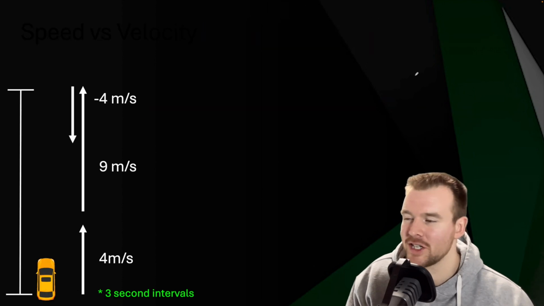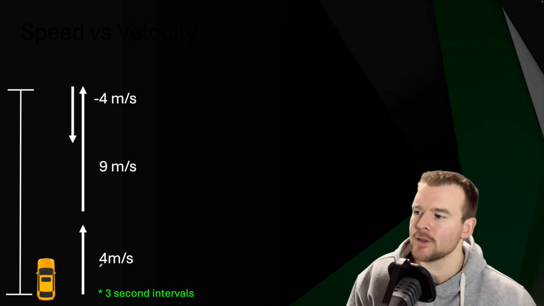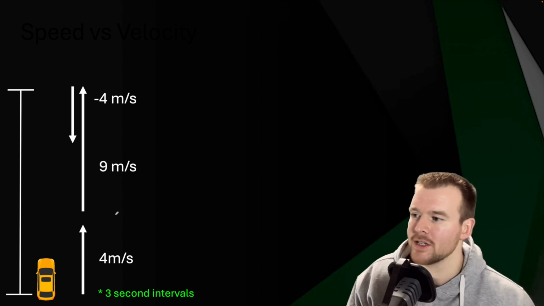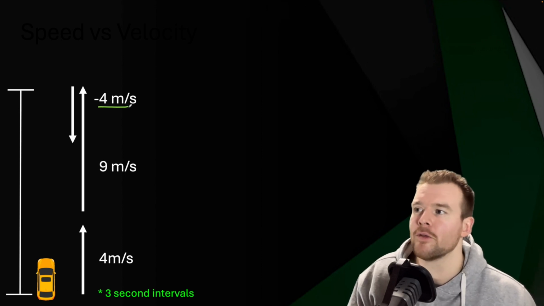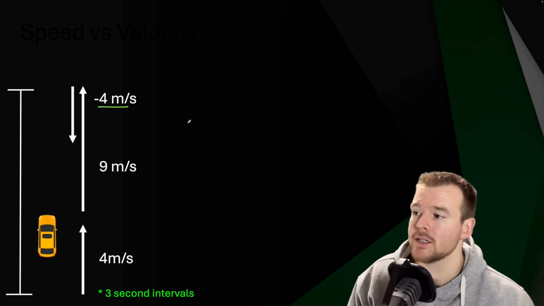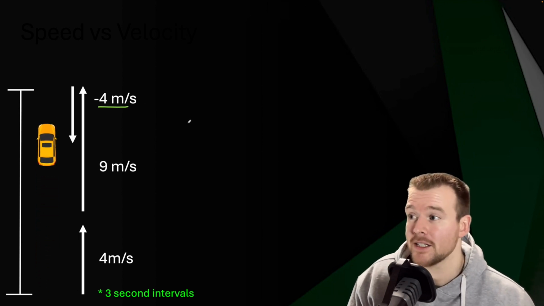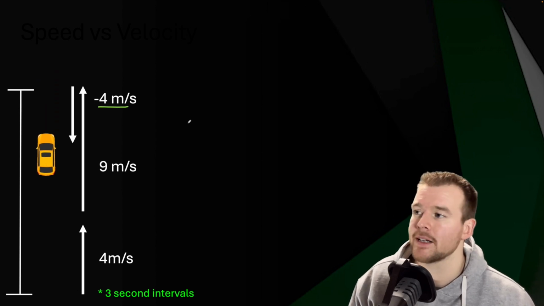In my last example, we're going to change direction. Let's see if it calculates as averages in this case. So same scenario, 4 meters per second for 3 seconds, 9 meters per second for 3 seconds, but then we're going to turn around. We're going to go backwards for 4 meters per second for 3 seconds. So the car is going to go forwards, and it's going to go forwards faster, then it's going to go backwards at 4 meters per second.